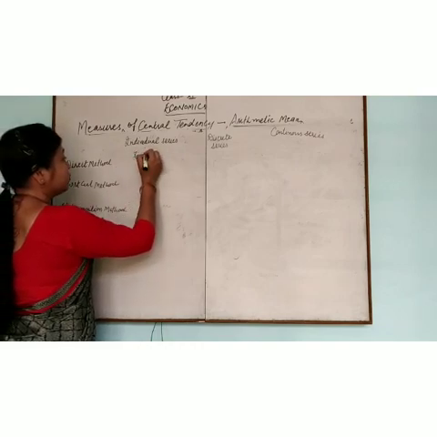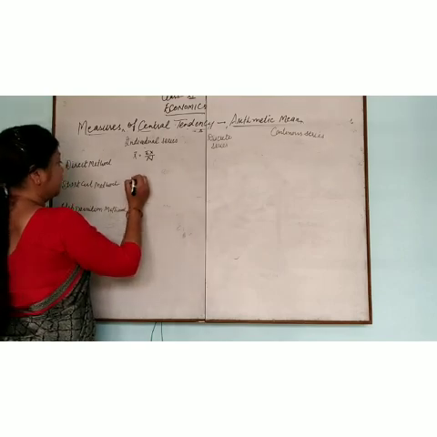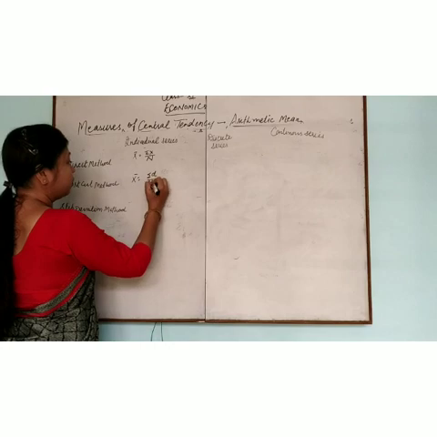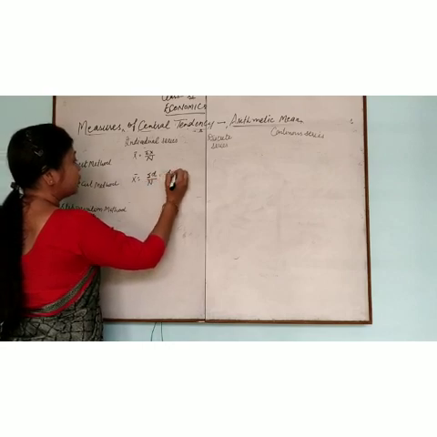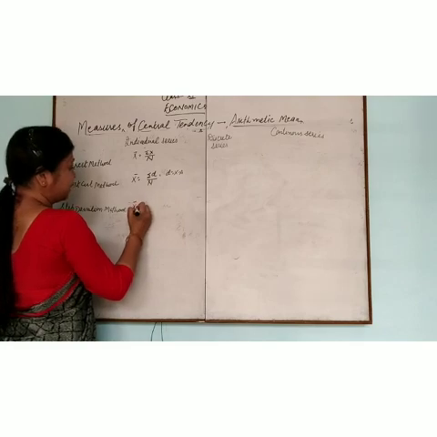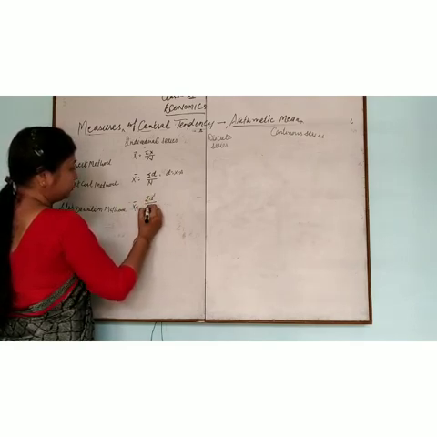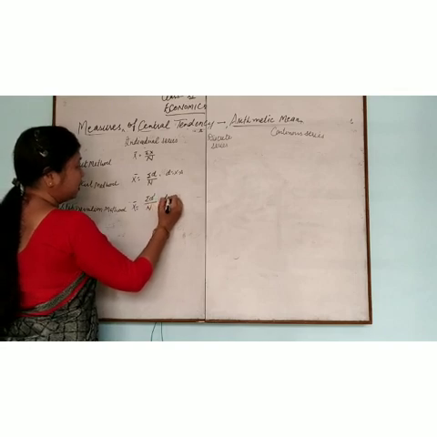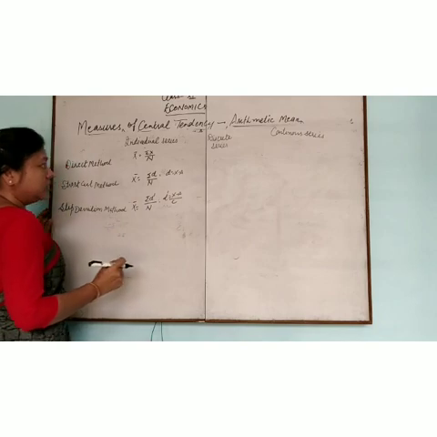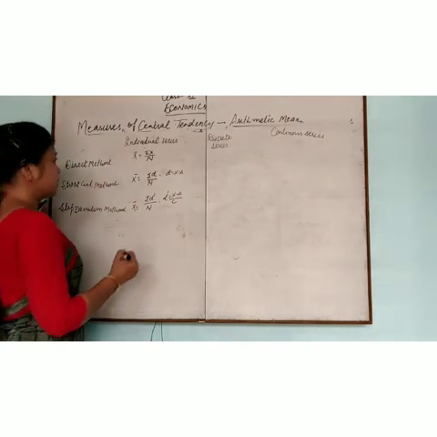Here x bar is equal to summation of x by n, and in the shortcut method x bar is equal to a plus summation of d upon n. Here d is equal to x minus a. And in the step deviation method x bar is equal to a plus summation of d dash upon n, times c. Here d dash is equal to x minus a upon c. These formulas are used in the individual series.